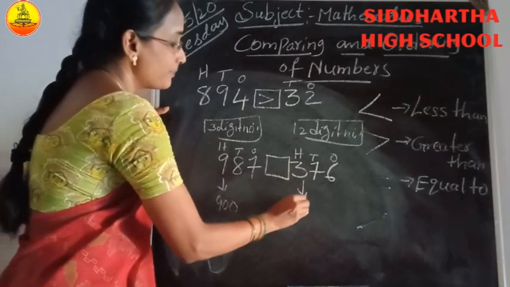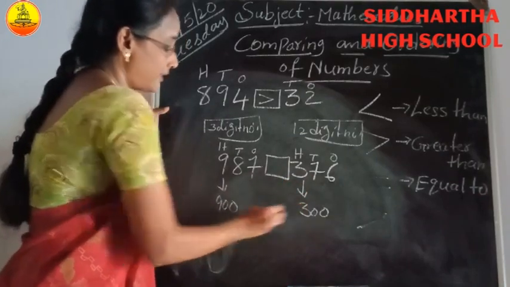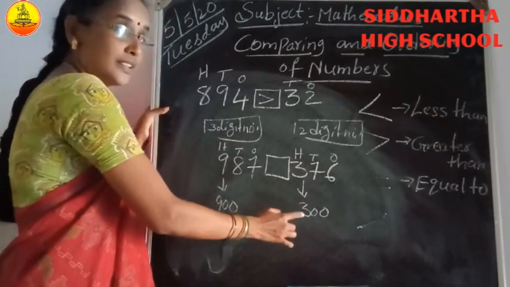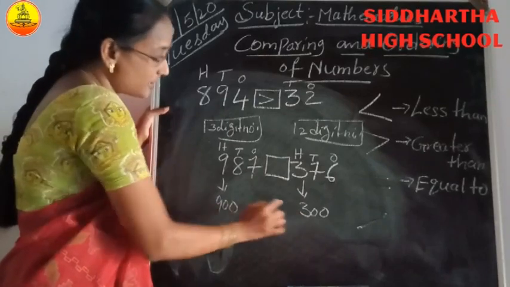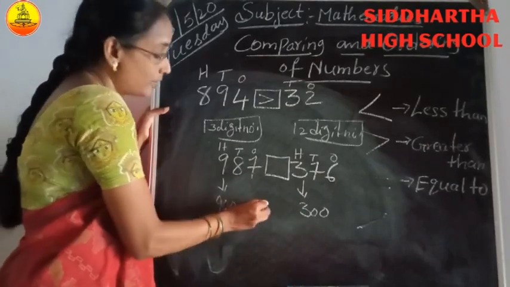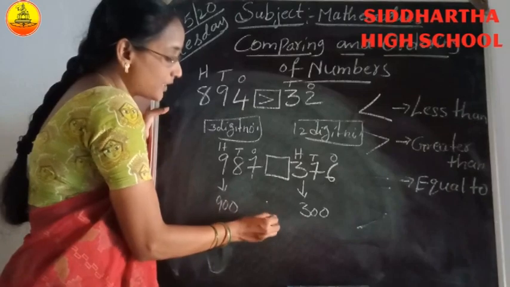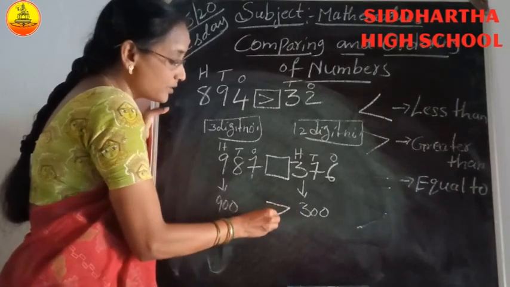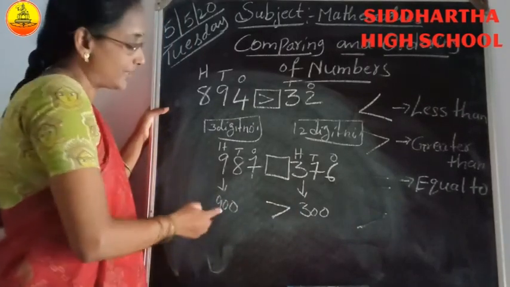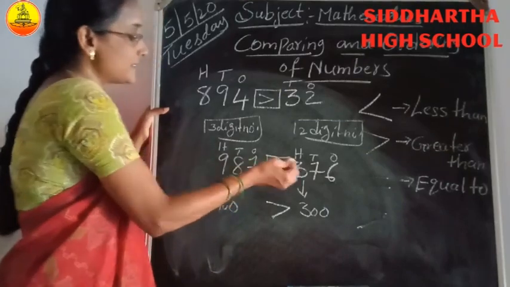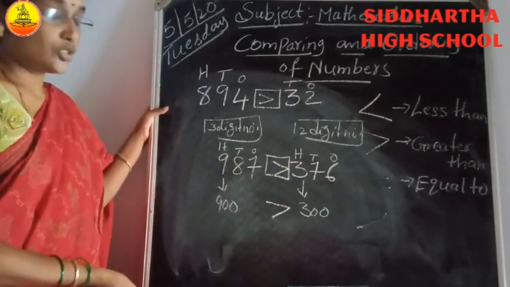This one is 300. 900 is greater than 300. In these two, which is the big one? 900 is the big one. Yes, I told you already, the big number side is open. Put two dots like this. Now 987 is the big one. Understood, children?